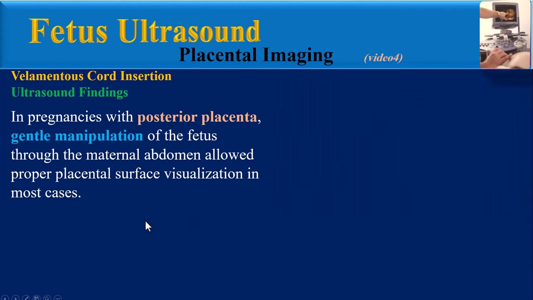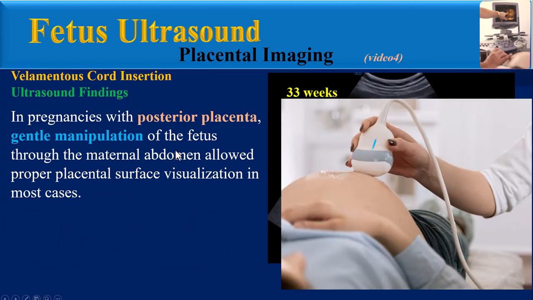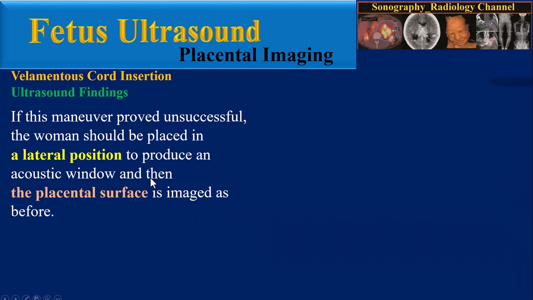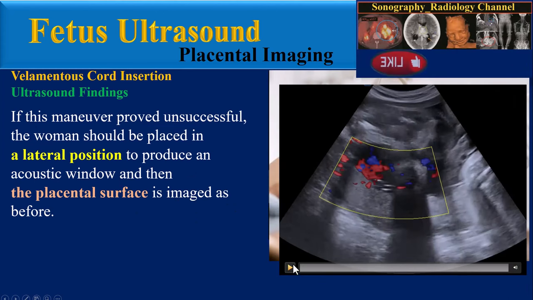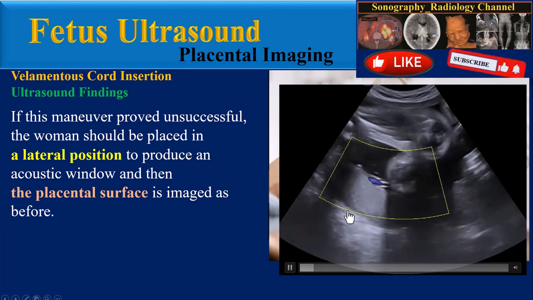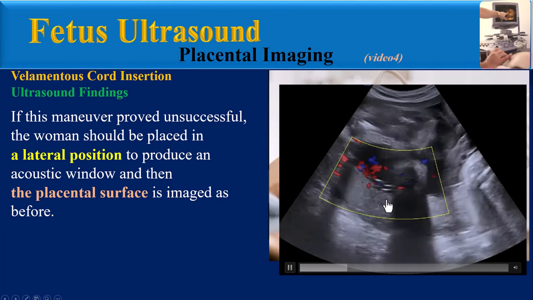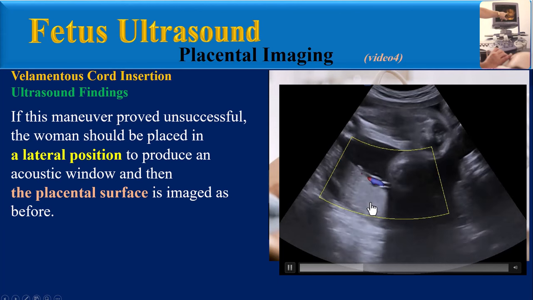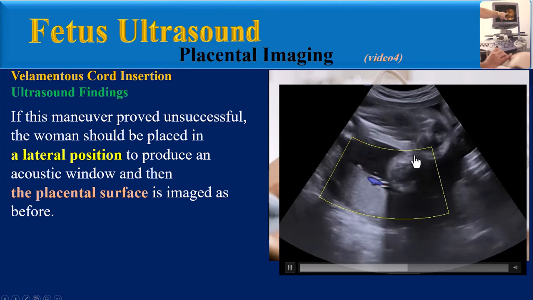So, in pregnancies with posterior placenta, gentle manipulation of the fetus through the maternal abdomen allowed proper placental surface visualization in most cases. If this maneuver proved unsuccessful, the woman should be placed in lateral position to produce an acoustic window, and then the placental surface is imaged as before, as we can see in this clip with the woman in lateral position.